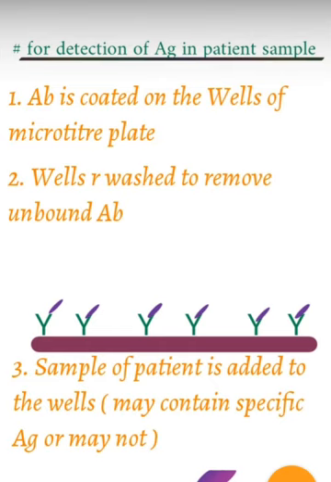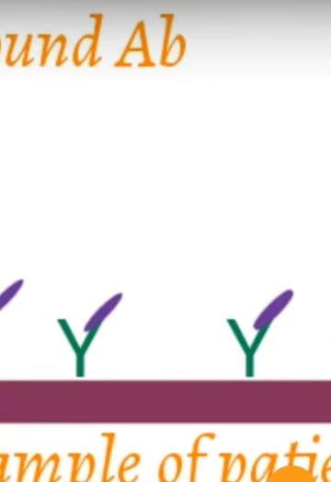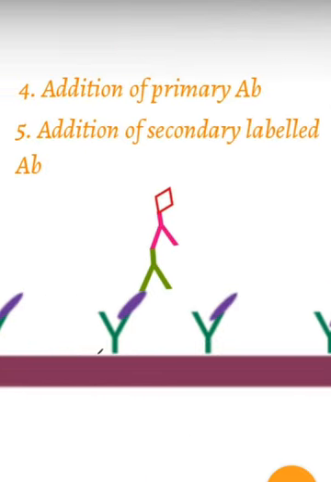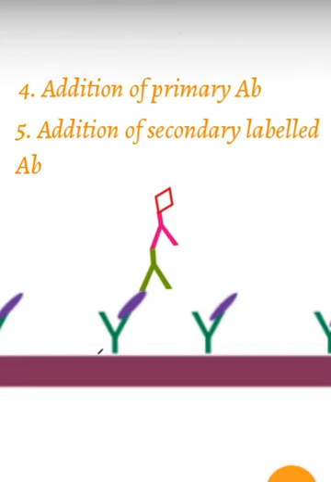The next step is that the wells are washed to remove the unbound antibodies. The third step is you will add the sample of the patient that you want to know whether it contains a particular antigen or not. If it does contain it, then obviously that antigen will interact with that particular antibody. The fourth step is you will add a primary antibody molecule. This green one is the primary antibody molecule, so it will interact with the antigen. If the patient sample contains antigen, then obviously it will interact with the antigen.